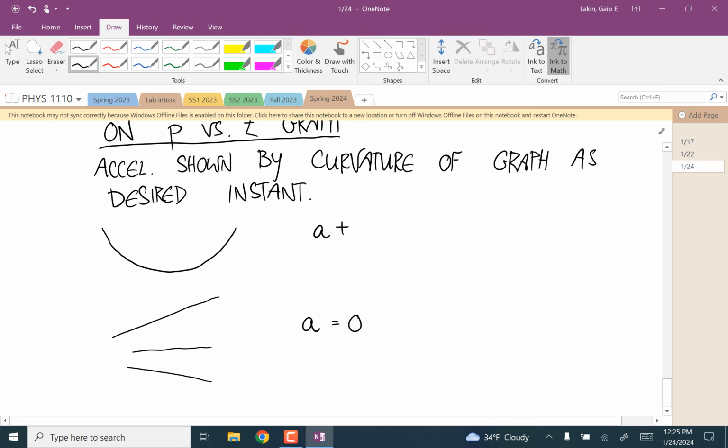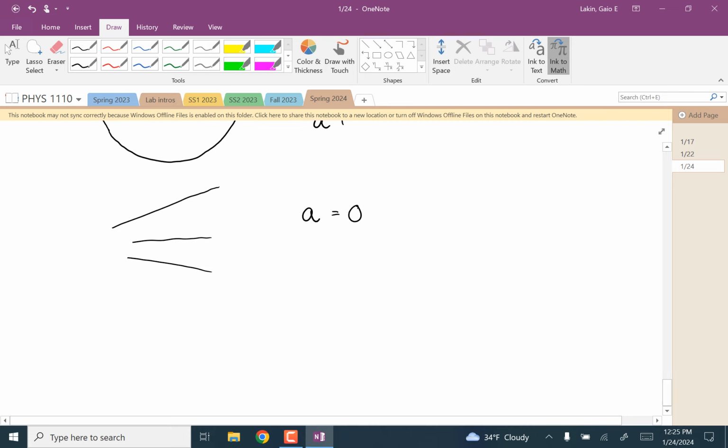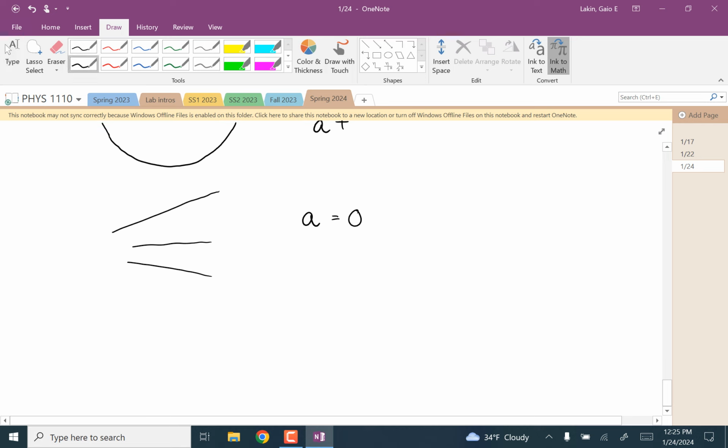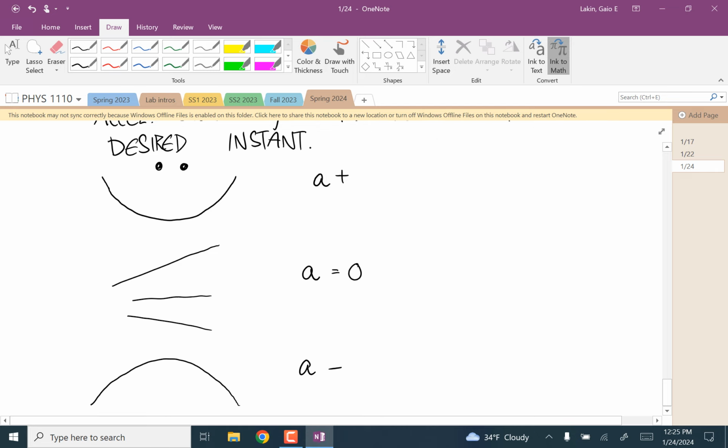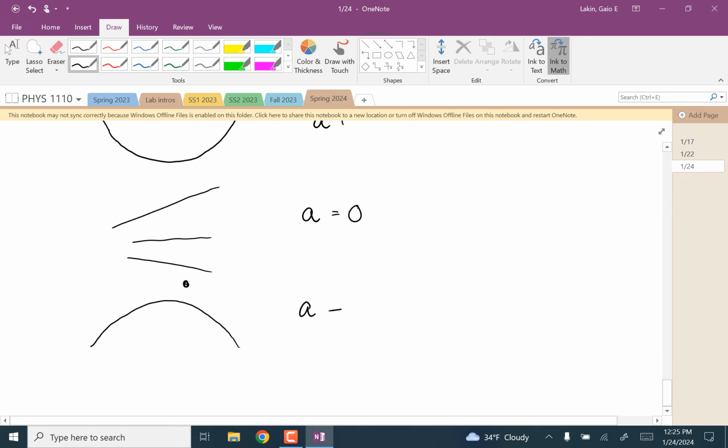So what's happening to the velocity at a place where the position versus time graph is a line? It's constant. Yep, it's staying the same. And you could figure out what direction the velocity is based on the slope of that line. And then the last one is if you have part of a concave down curve like this, that's a negative acceleration. And this is actually easy to remember because this is like a positive mental outlook and this is a negative mental outlook.